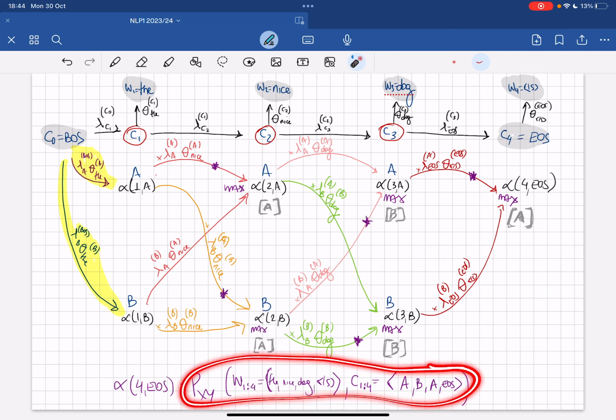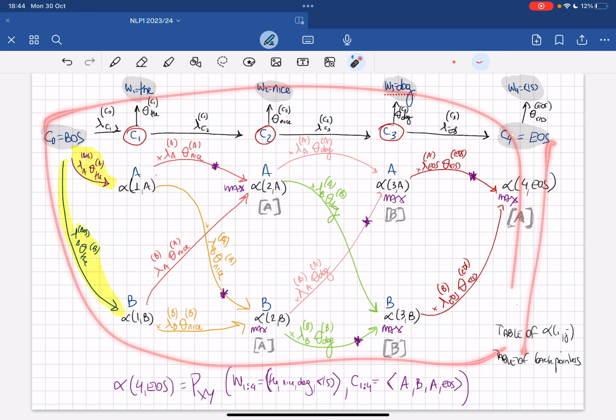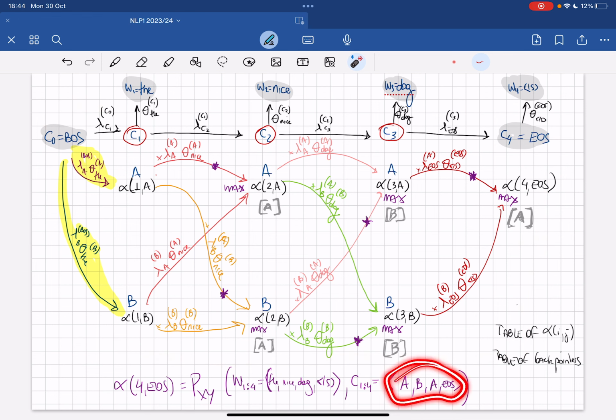The numerical value of this joint probability is stored in the alpha. And to obtain the concrete sequence, you need to backtrack following these pointers, these traces that I left next to the alpha. So if you maintain two tables, implementation-wise, you maintain a table of alpha ij values, and you maintain a table of back pointers, as they are typically called, then you have everything you need to both compute the probability and actually output the best sequence to the user. So there you have it. This is the Viterbi algorithm.